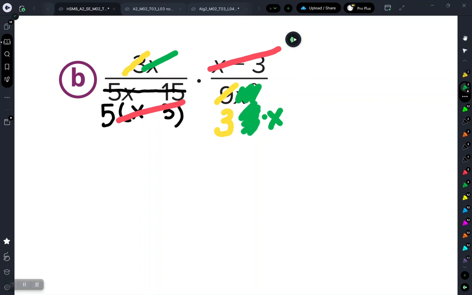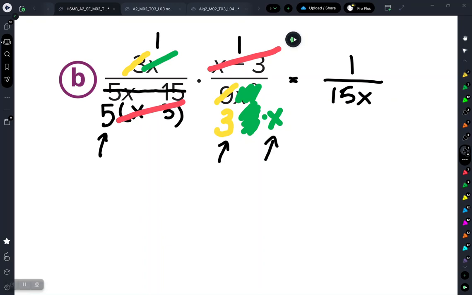And then I think that's it. So looking at what I have remaining here, there's nothing left in the numerator. And so if there's nothing left in the numerator, you need to put some 1s there. So you know that there's at least a 1 in the numerator. And then in our denominator, we have a 5 left and a 3 and an x. I can multiply the 5 times 3 to give me 15. And I have an x.